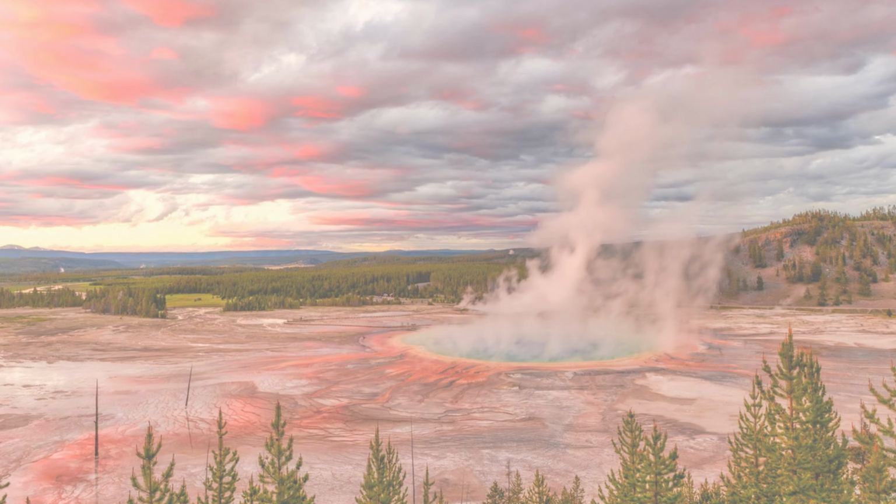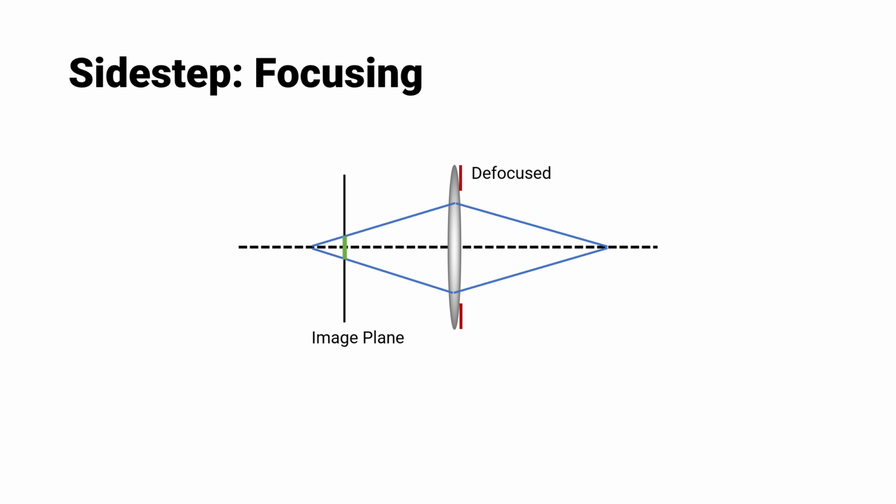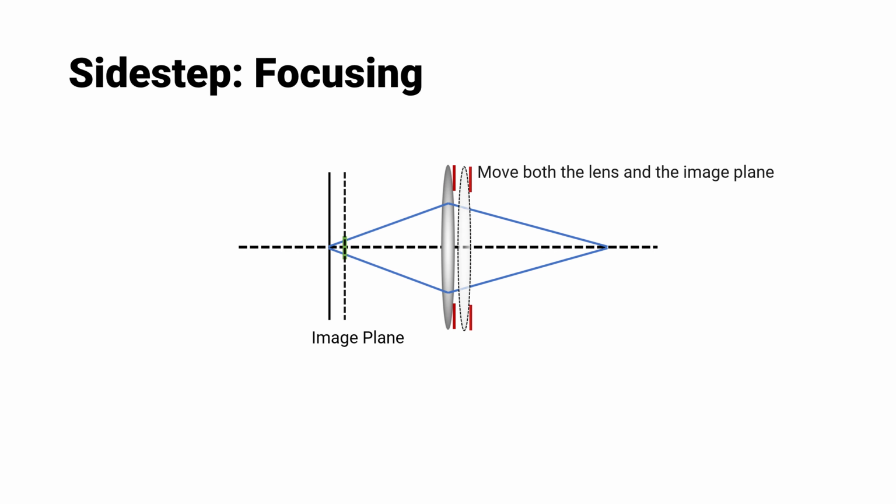Okay, so let's take a side step from our storyline and just talk about focusing. When you have an image which is not perfectly sharp, this is what it would look like. You have the blur circle. One way to get it in focus is you move the image sensor itself back so it gets back in focus. The other way is you move the lens assembly, so the way the light rays bend with respect to your image plane changes and it gets in focus. Another way is you move both of them appropriately so that you get the image in focus.